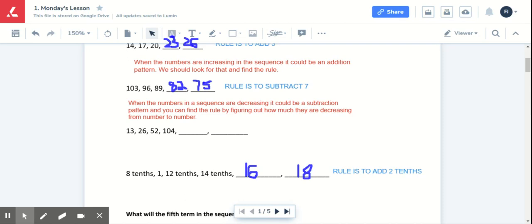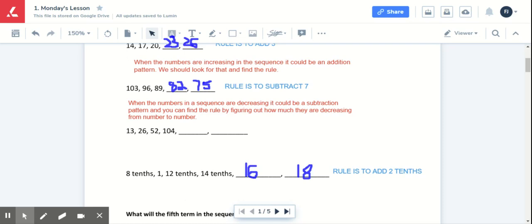When we go from 13 to 26, we're adding 13. When we go from 26 to 52, we're not adding 13. We're adding 26. So we know that it's not an addition rule, so it must be multiplication. So let's see. To get from 13 to 26, what do you need to multiply by? Right, we have to multiply by 2.